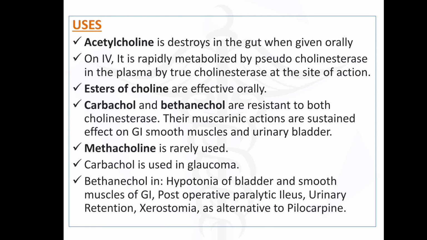Esters of choline are effective orally, like carbachol and bethanechol. They are both resistant to cholinesterases and have longer duration of action. Their muscarinic actions are prominent with a sustained effect on GI smooth muscles and urinary bladder. Methacholine is rarely used. Carbachol is used in glaucoma. Bethanechol may be used in hypotonia of bladder, hypotonia of gastrointestinal smooth muscles. In some cases of postoperative paralytic ileus also it is used, and in cases of urinary retention, and in xerostomia as an alternative to pilocarpine.